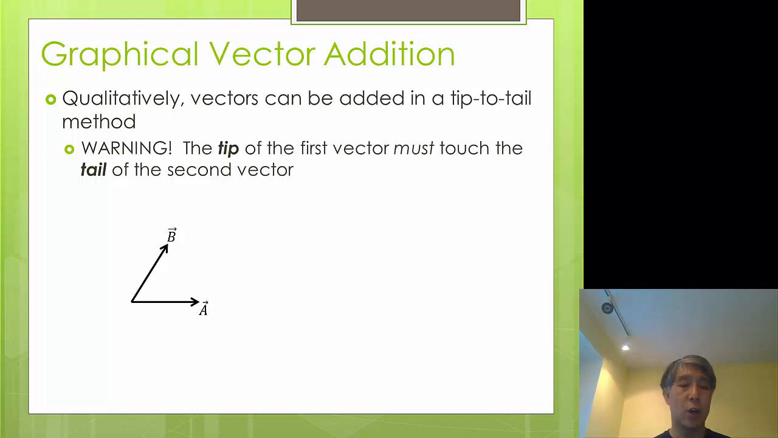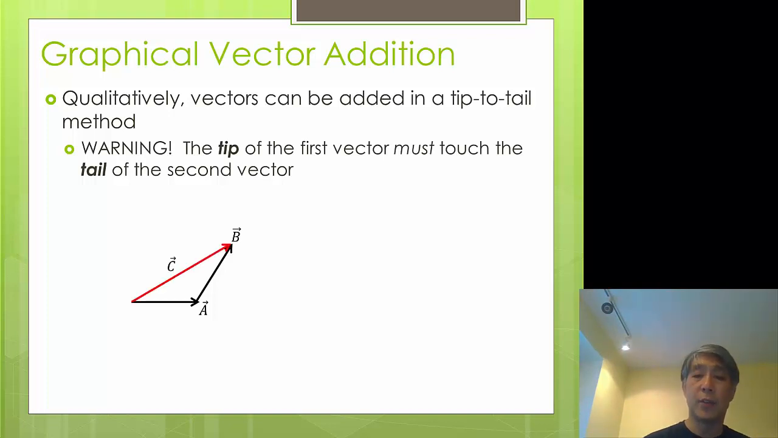In this case, as shown, I have an A vector and a B vector. Notice that the tails of the two vectors are touching. This is not how we add our vectors. That second vector must be moved so that its tail starts where the tip of the first vector finishes. Then the resultant goes from where the first vector started to where the second vector ended.